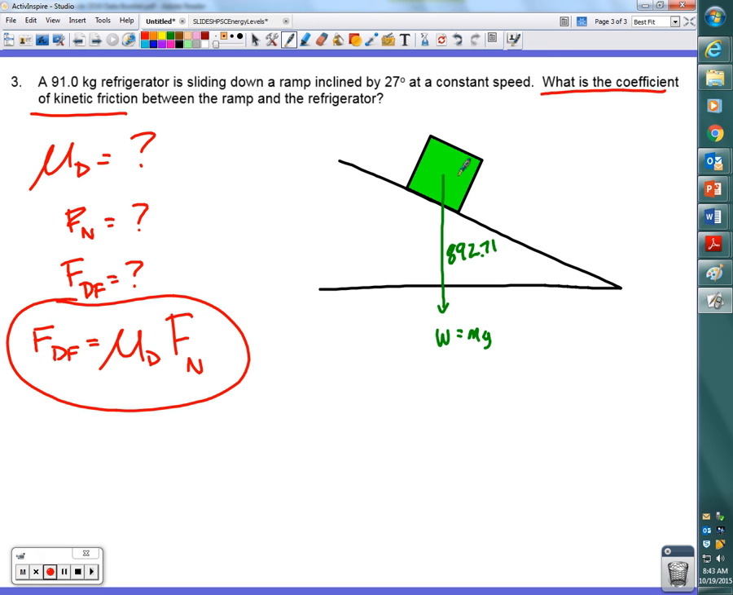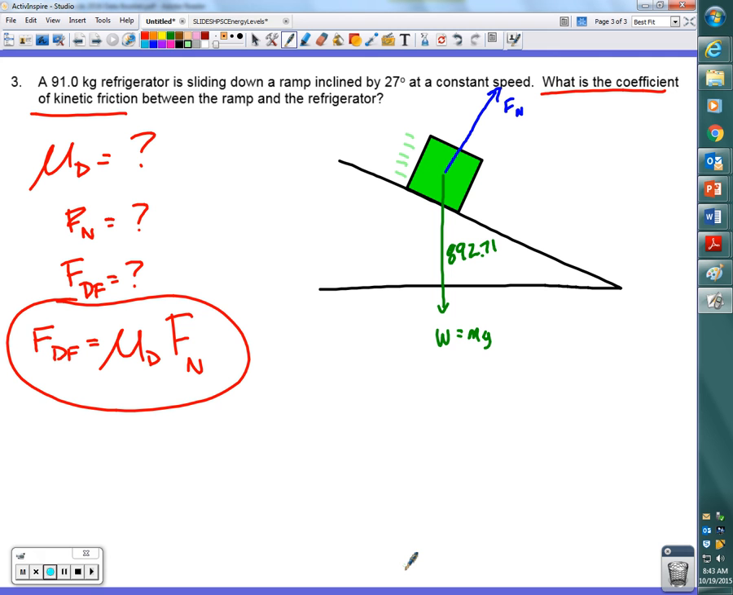There is a normal force in this problem, but like we just talked about, normal force is not opposite of gravity in this case, right? It's perpendicular to the surface. It goes like this, okay? It tells us that this refrigerator is sliding down the ramp at a constant speed.